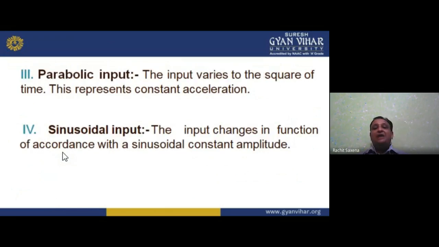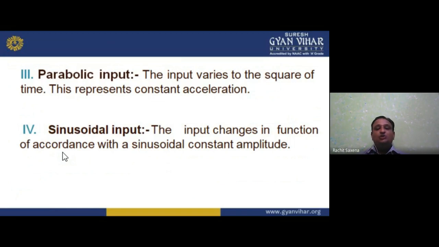Now, the parabolic input. The input varies as the square of the time. This represents constant acceleration. If I am talking about the parabola, we can say y square equals 4ax. So the input varies as the square of the time, which represents constant acceleration, t square.